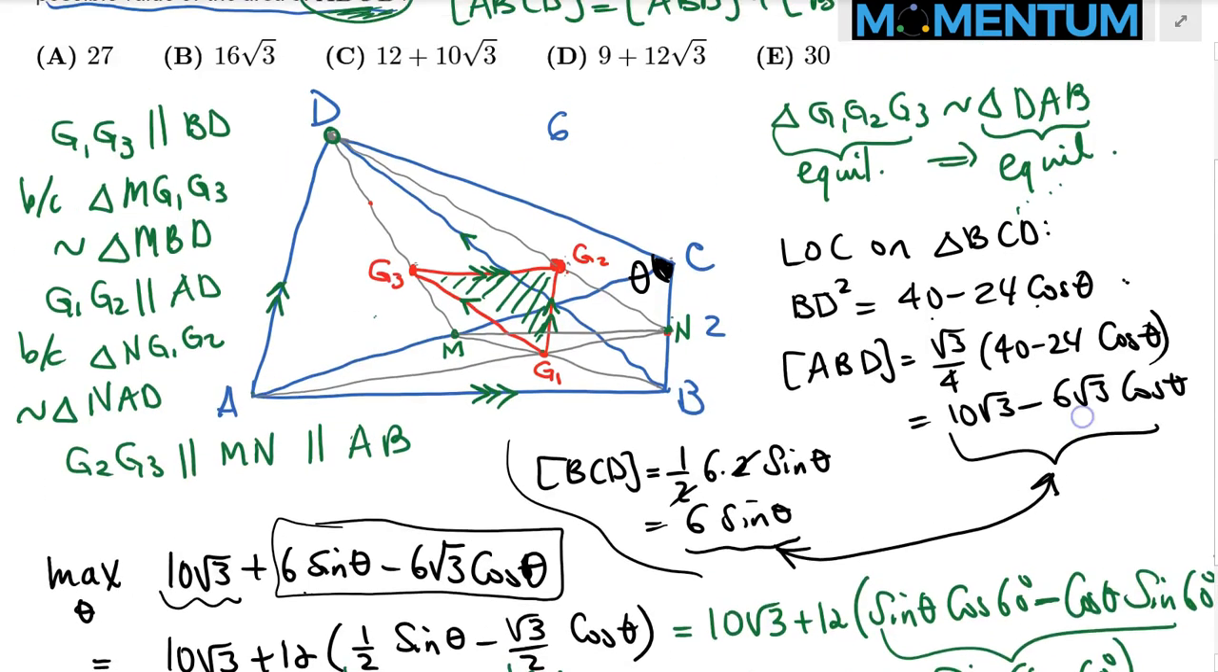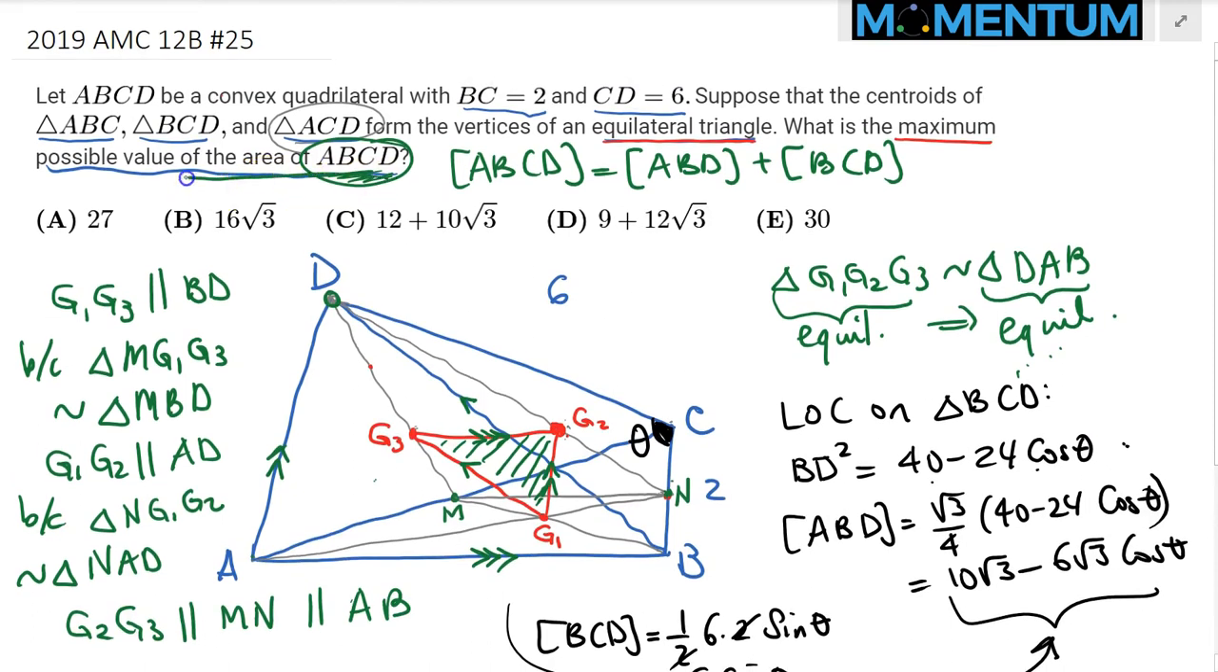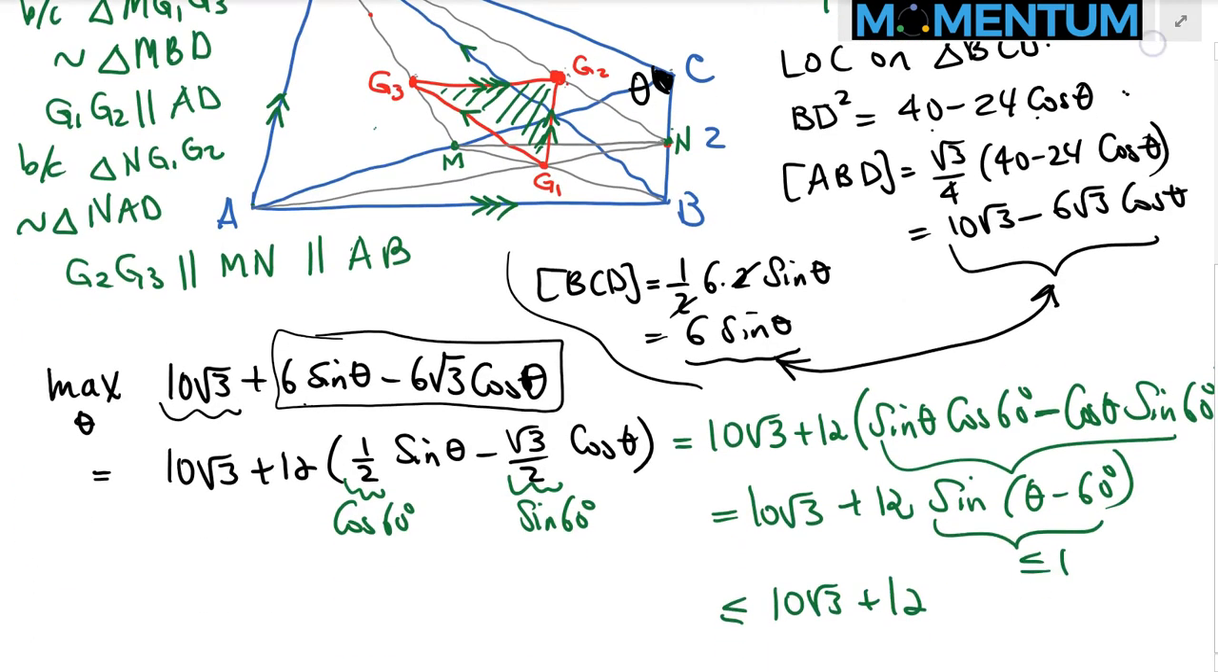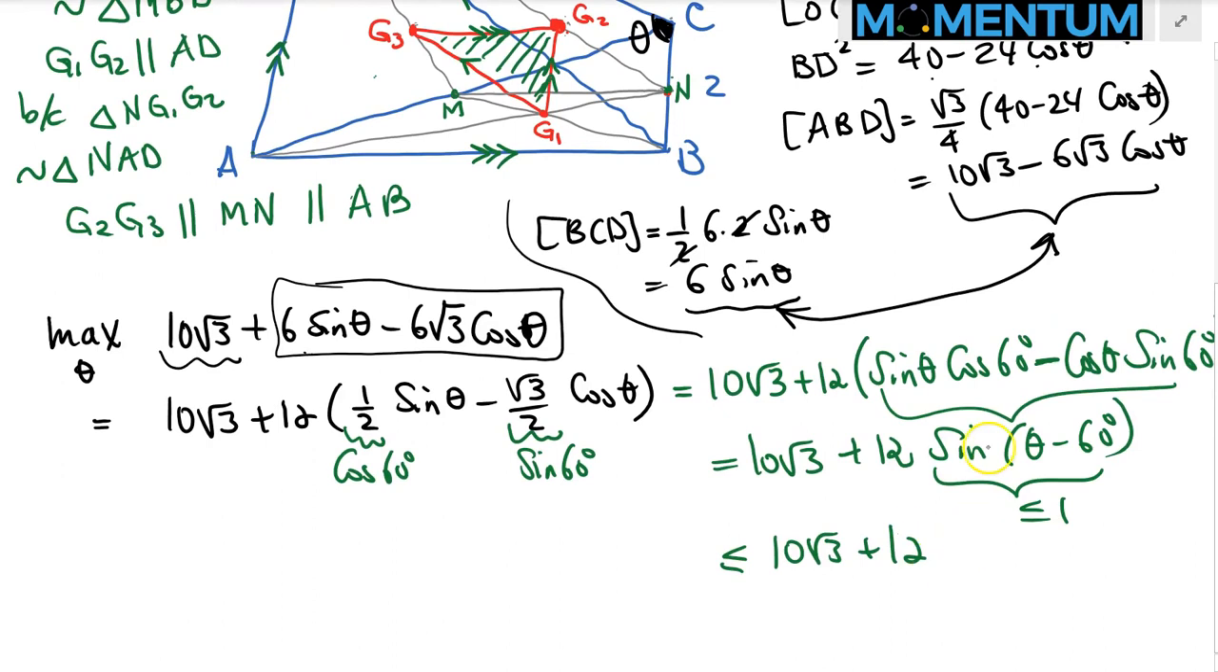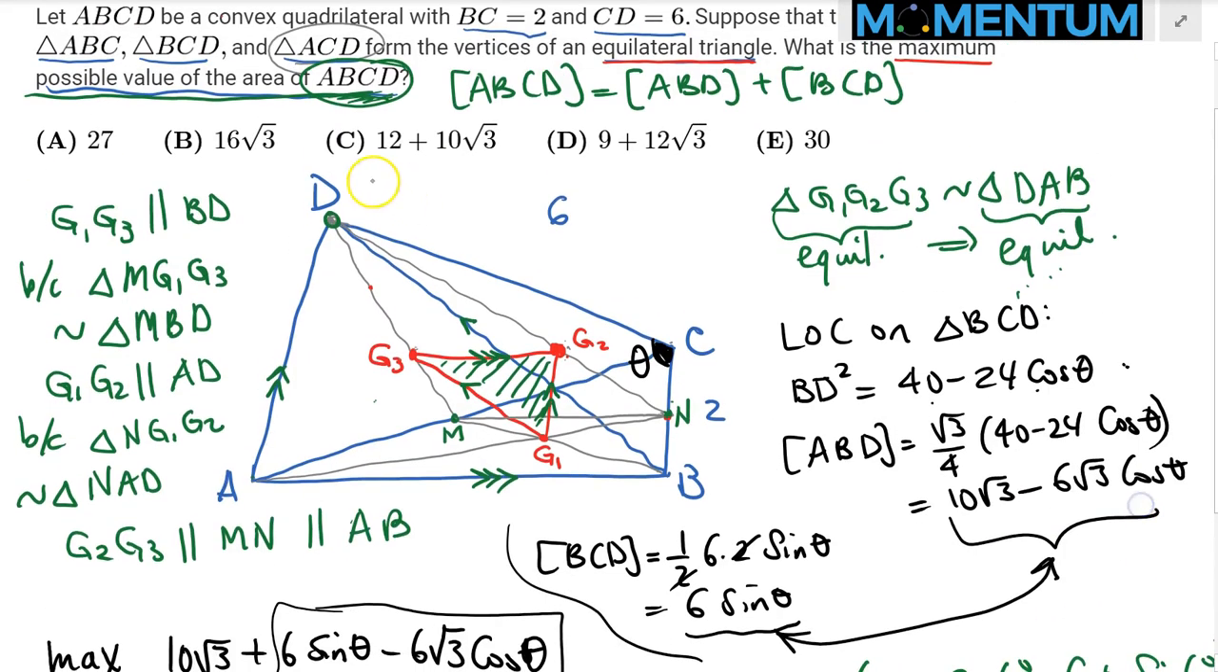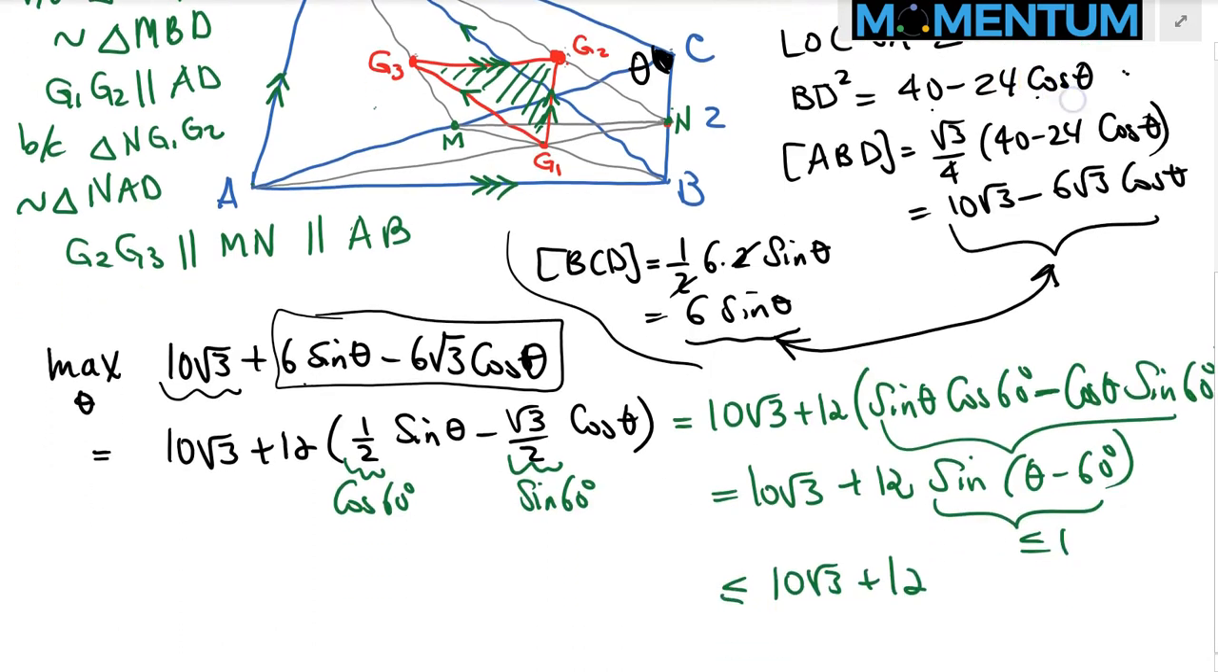And when would that happen? So to find the maximum possible area, we just did it actually. So that would be the maximum possible area, and I hope this is one of the answer choices. Yeah, I think it is. So 12 plus 10 root 3.